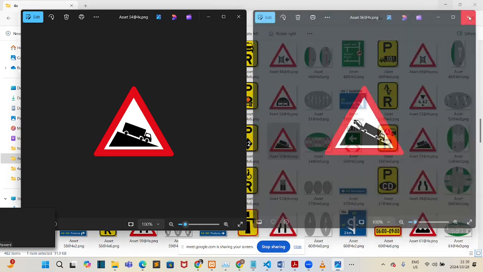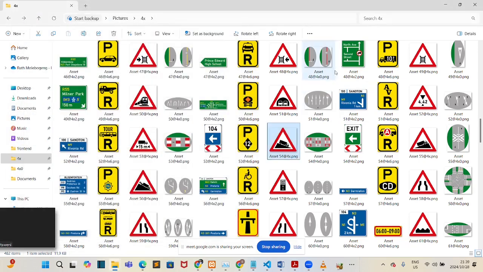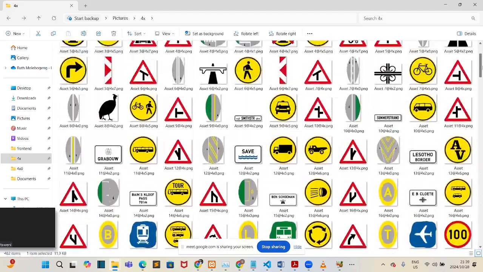Guys, nice emojis. Next, you are given these warning signs. Where are they? Let's see.